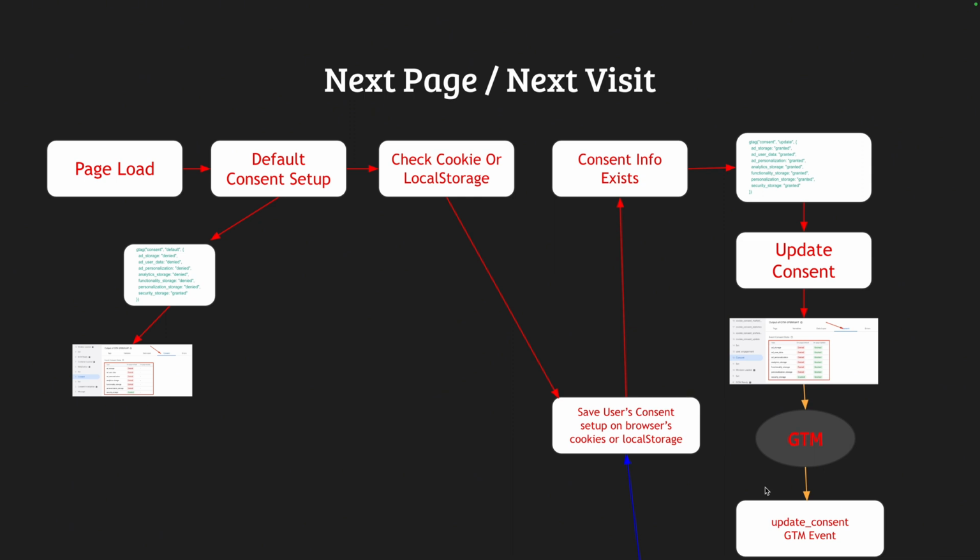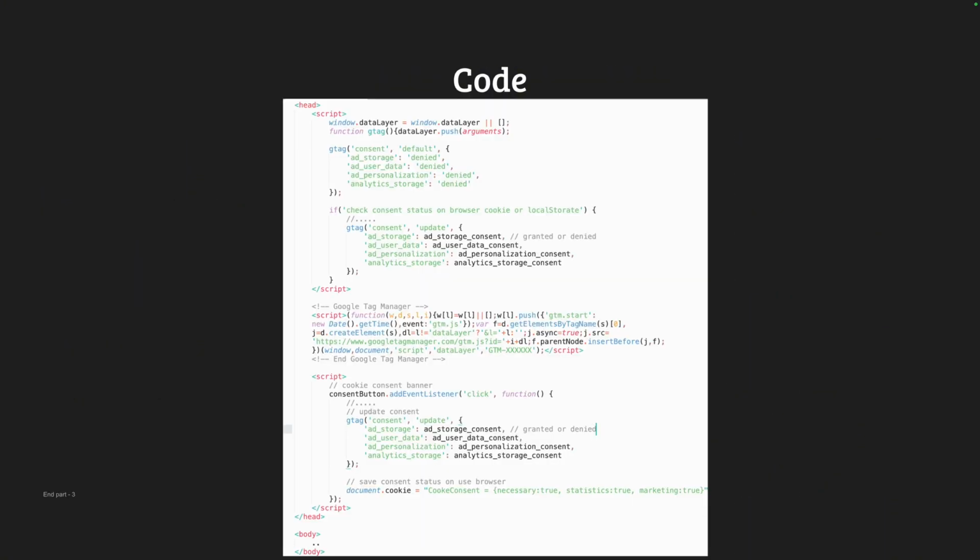So this is how the thing is actually working. Now let me show the coding, at the code level, how things are working, and this is the code. If I come here, this is our GTM script when our website is loading for the first time. At this stage it is setting the default consent, and then it is checking whether the consent information is available in the customer's browser or local storage.